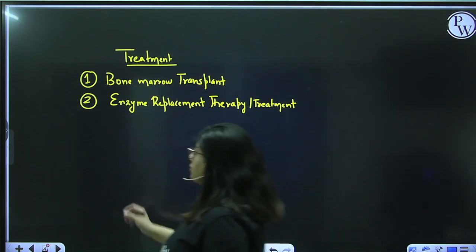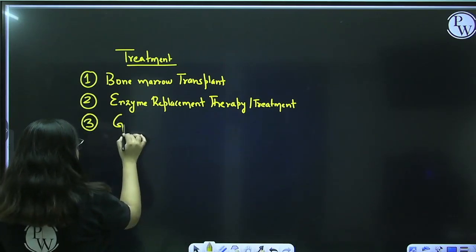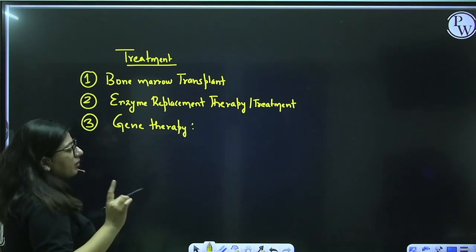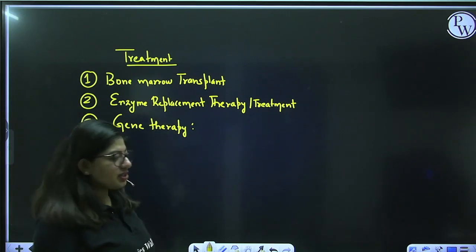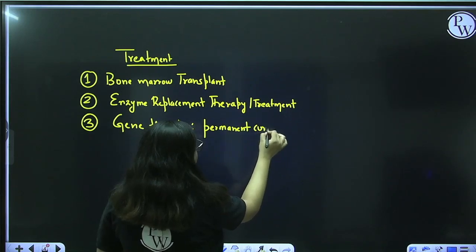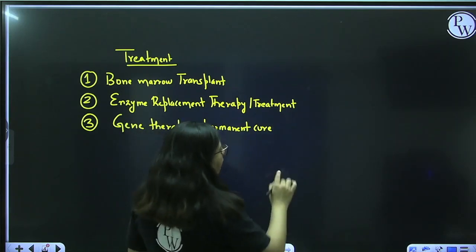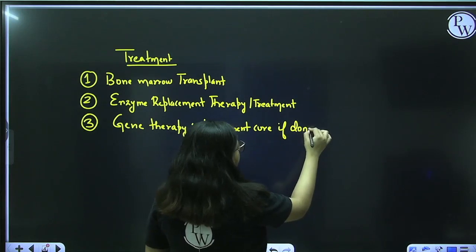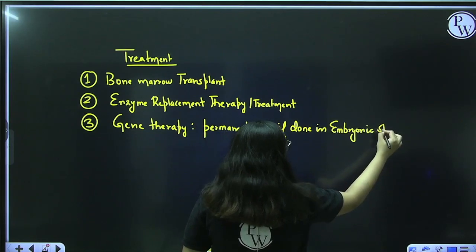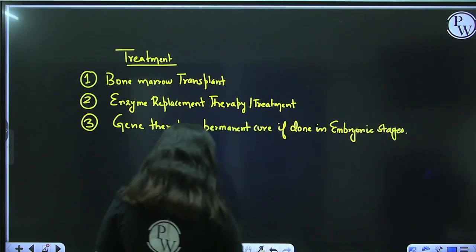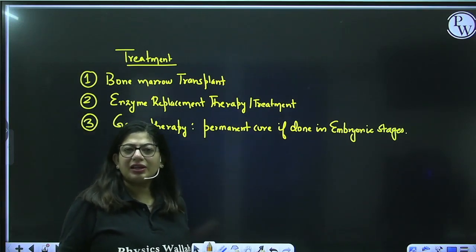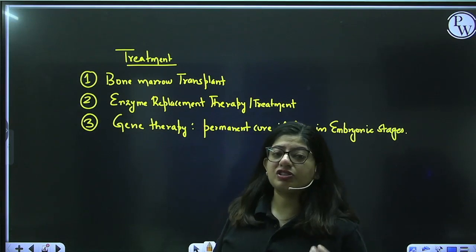The third is gene therapy. So gene therapy can only be a permanent cure if you do it in the embryonic stages. So it's a permanent cure, not in the adult, not after a baby is born, but a permanent cure if done in embryonic stages. Now why? Let me explain how gene therapy is performed, then you will get to know. For example, a person who is born, or let's take the example of this 4-year-old girl child on whom gene therapy was performed.